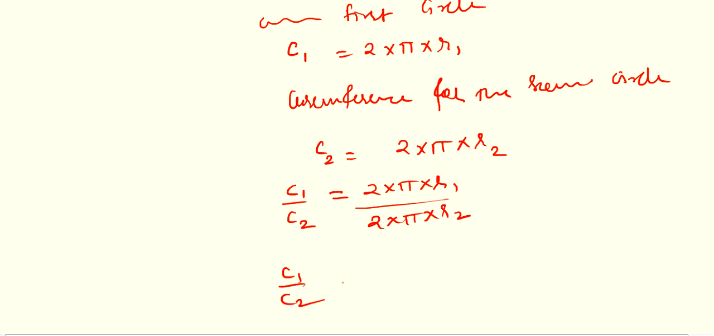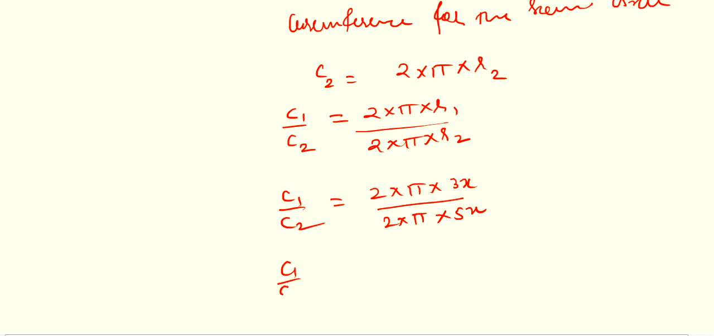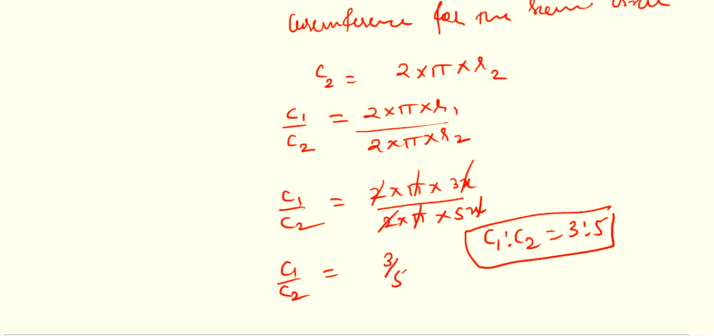Circumference 1 upon circumference 2 equals 2 into pi into r1 upon 2 into pi into r2. Here r1 is to r2 is given as 3 is to 5, so 3x, then 2 into pi into 5x. Clear? So now c1 upon c2 equals, this 2 gets cancelled, pi and pi get cancelled, x and x get cancelled. So 3 upon 5. So the ratio of circumferences is 3 is to 5. So like this you have to solve.